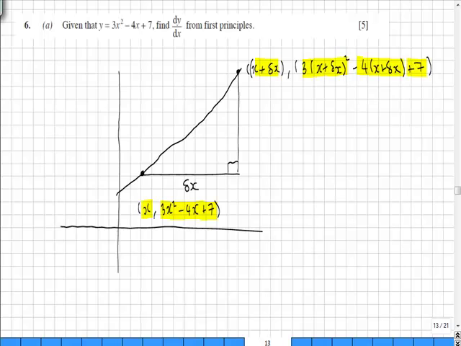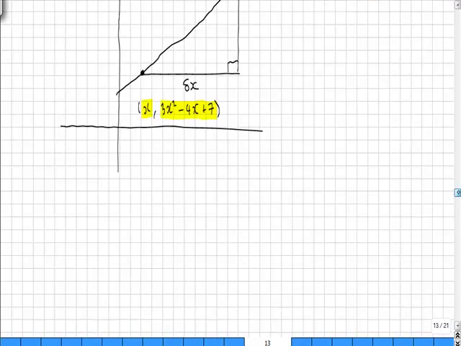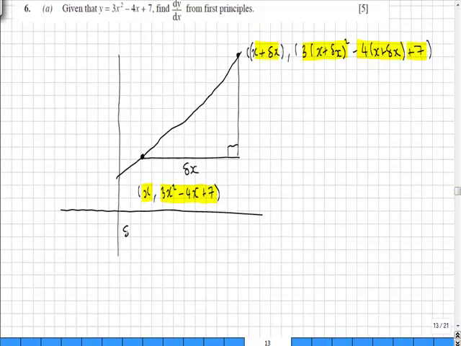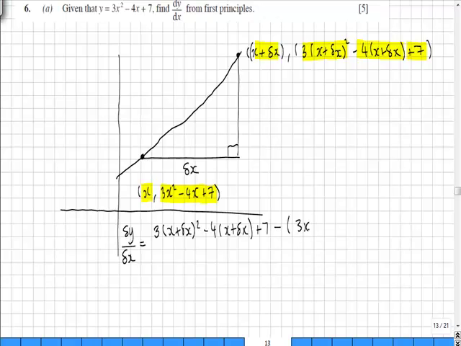Once we've got this, we now can just work out the gradient of this curve as if it was in fact just a right angled triangle, due to the small distances involved, by looking at the change in y over the change in x, in this case delta y over delta x. So the change in y coordinates would be 3(x plus delta x) squared minus 4(x plus delta x) plus 7, minus (3x squared minus 4x plus 7), all over our small movement in the x-axis of delta x.